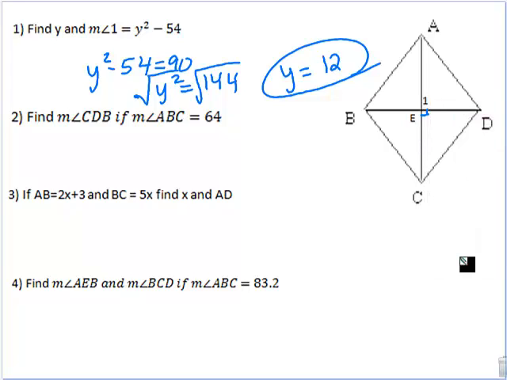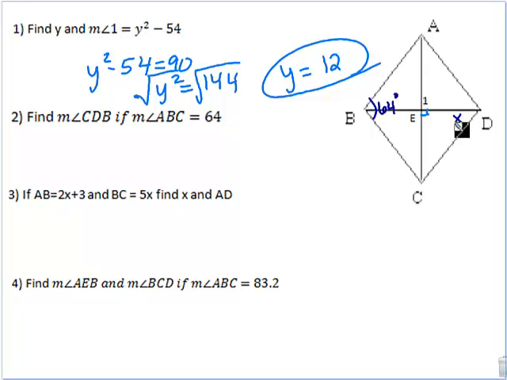Is that one okay? Okay, example 2. Find the measure of angle CBD, or CDB, if the measure of angle ABC is 64. So A, B, C, so this whole angle is 64 degrees. We want to find what CDB is. So we want to find this angle over here.